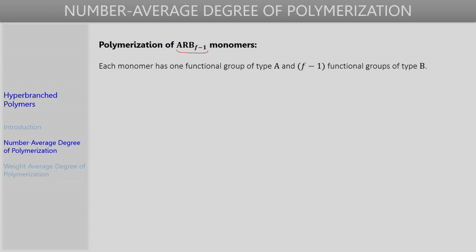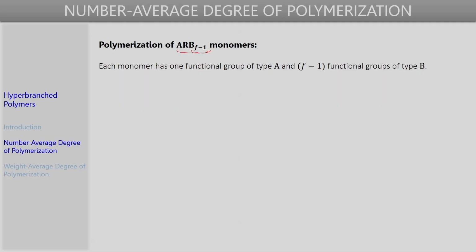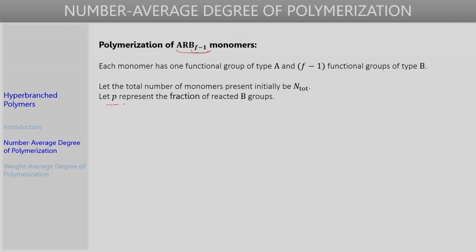But the discussion that we will have and the theory that we develop will be valid for any value of F in general. Okay. So, as we discussed, each monomer has one functional group of type A and F minus 1 of type B, and now if we consider a case where the reaction has proceeded up to a certain point and a certain number of functional groups have reacted. So, let us say that the reaction has proceeded up to a point where the fraction of functional groups of type B that have reacted is referred to as P. Let P represent the fraction of groups of type B that have reacted, okay.